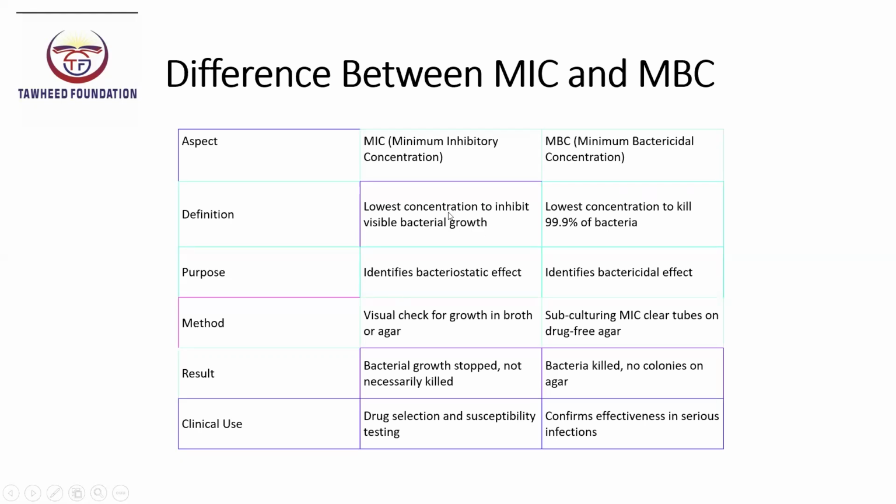Purpose: MIC identifies the bacteriostatic effect, and MBC identifies the bactericidal effect. Method: MIC uses a visual check for growth in broth or agar plate. MBC involves subculturing MIC clear tubes on drug-free agar medium. Result: for MIC, bacterial growth is stopped but not necessarily killed. For MBC, bacteria are killed, with no colonies on the agar plate. Clinical use: drug selection and susceptibility testing for MIC, and for MBC, it confirms effectiveness in serious infections.